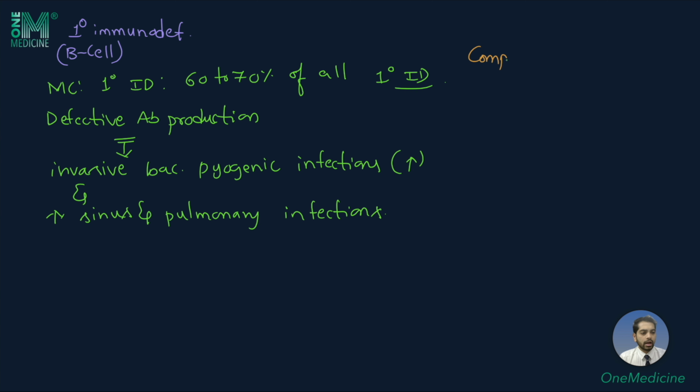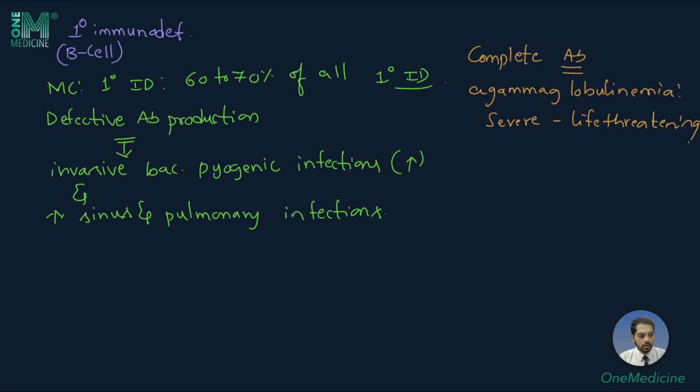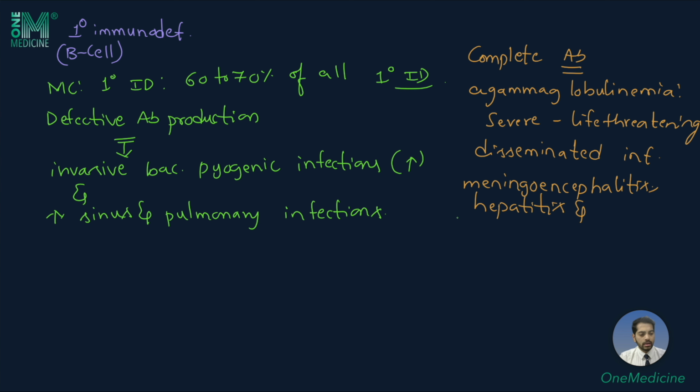A complete lack of antibody production, also called as agammaglobulinemia, can predispose the patient to severe life-threatening, disseminated infections, including meningoencephalitis, hepatitis, and dermatomyositis like disease. Here, the diagnosis relies on the assessment of the immunoglobulin level in serum.